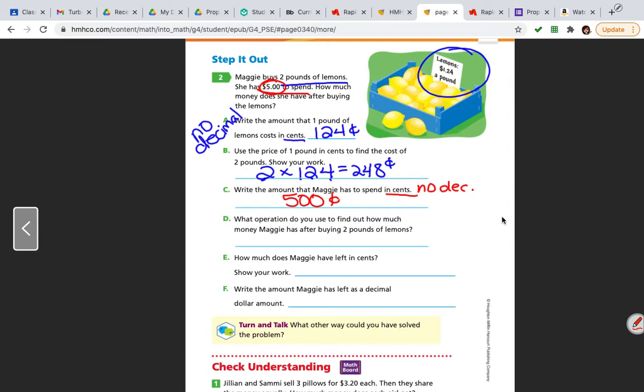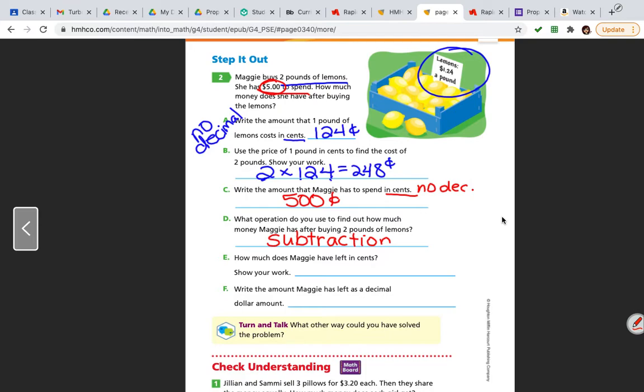What operation do you use to find out how much money Maggie has after buying 2 pounds of lemon? So she's going to spend 248 cents. She has 500 cents. So we want to use subtraction. We're going to subtract out the 248 from 500. All right, how much money does Maggie have left in cents?